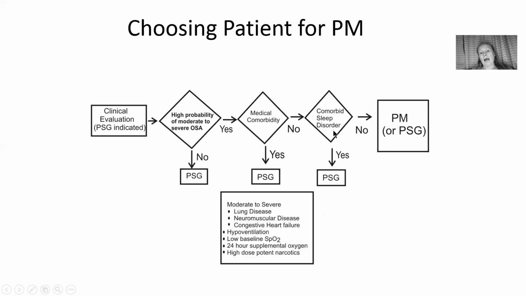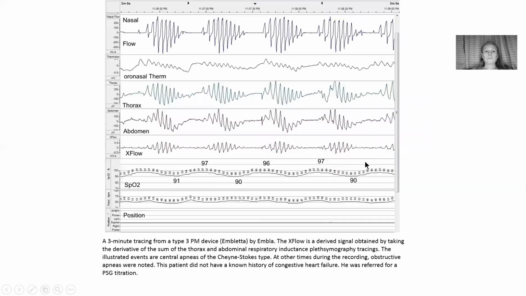So if they do not have a medical comorbidity, then you want to consider, do they have another sleep disorder? If they do, again, that's a reason to do an in-lab sleep study. If they do not, then they can go ahead and do a sleep study in their home.